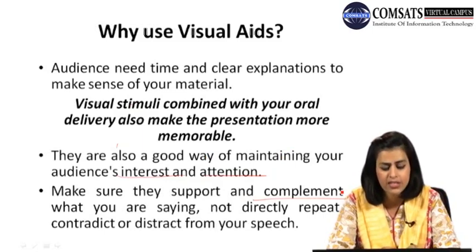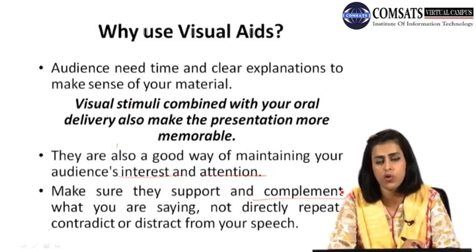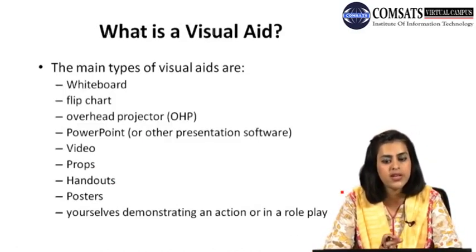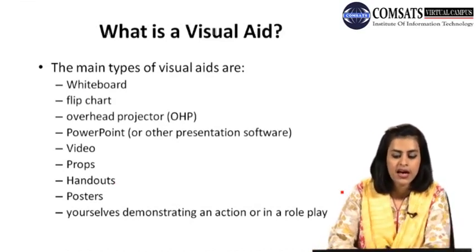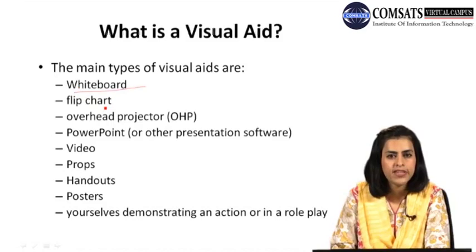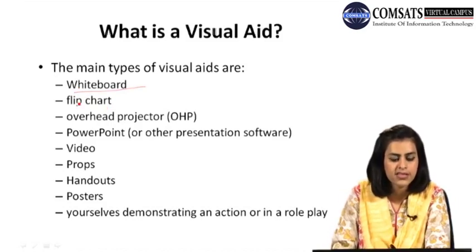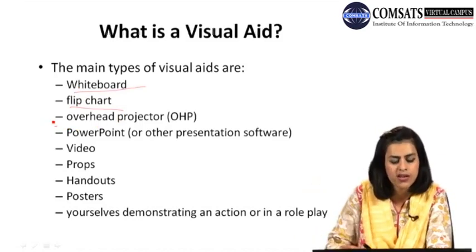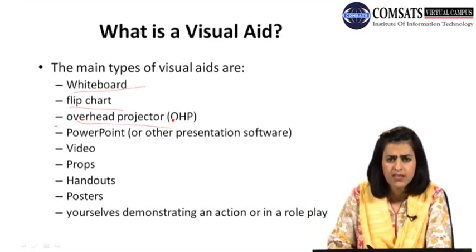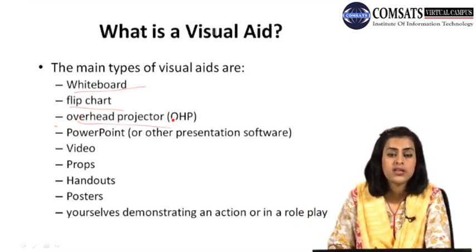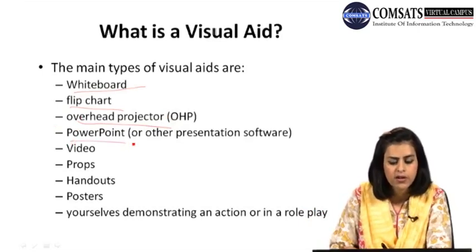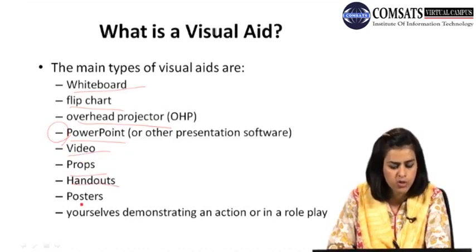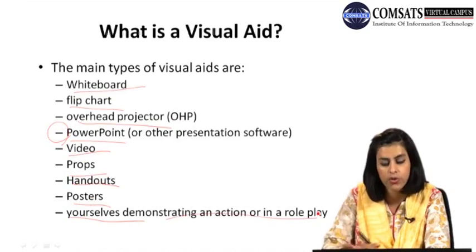They should not directly repeat, contradict or distract the attention of your audiences from the major points of the presentation. Now there are some main types of visual aids that can be used during your presentations. First of all, the whiteboard, which is the simplest way of enhancing the understanding of your audiences. Flip charts, colorful charts, must be more attractive for your audiences. Overhead projector, that is an old technique, but yes, it can be used in different kinds of situations. PowerPoint or other presentation software, which is the most modern one. Videos, props, handouts, postures, and yourself demonstrating an action or in a role play.